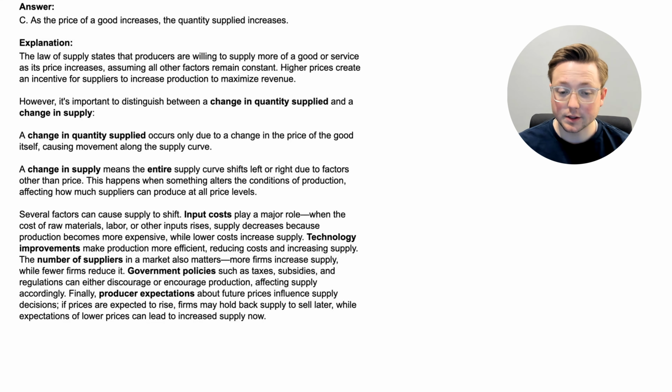The number of suppliers in a market also matters. More firms increase supply, while fewer firms reduce it. Government policies such as taxes, subsidies, and regulations can either discourage or encourage production, affecting supply accordingly. Finally, producer expectations about future prices influence supply decisions. If prices are expected to rise, firms may hold back supply to sell later, while expectations of lower prices can lead to increased supply now.